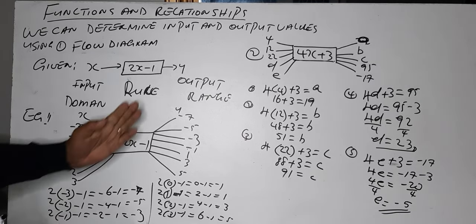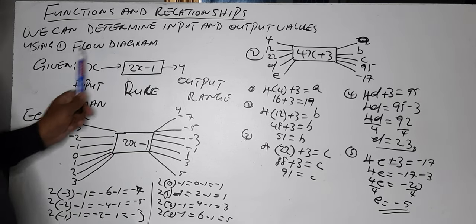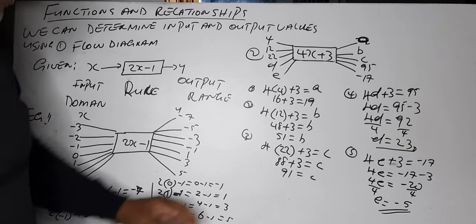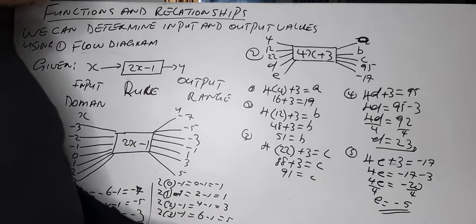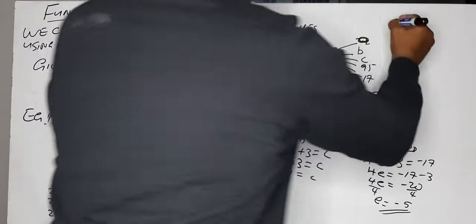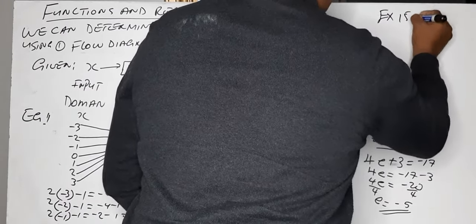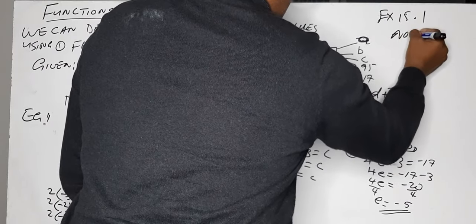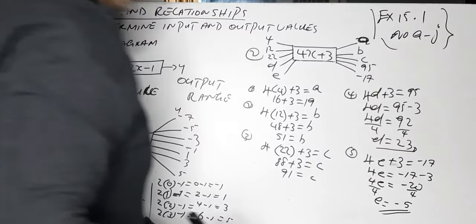Happy. So you are having your input, which is called your domain, and you will be looking for your range, which is called the output, but using what? The formula in this form, which is a flow diagram. Alright, when you are done with everything over here, you must now do exercise 15.1, but you just do number A to J from your textbook.